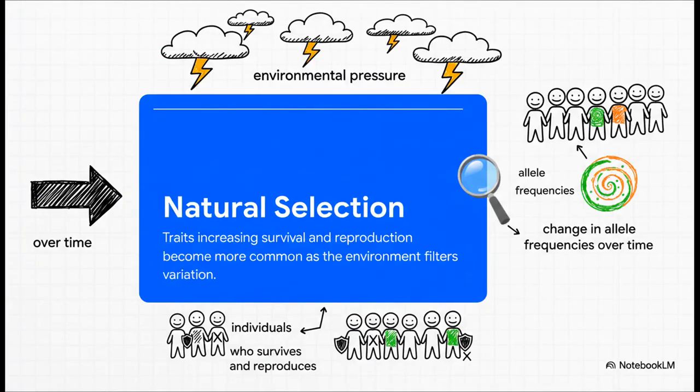Okay, so what does this actually mean? The key word here is filters. Think of the environment as this filter that puts pressure on every single individual. It basically determines who gets to survive and who gets to reproduce. But here's the critical part. While selection acts on individuals, it's the entire population that evolves over time. For your exams, you've got to remember that key phrase. Evolution is a change in allele frequencies over generations.